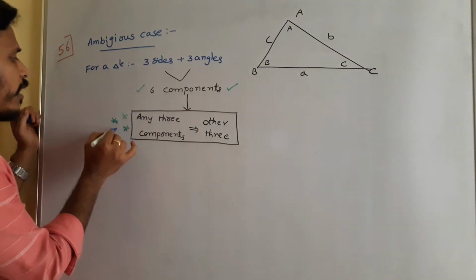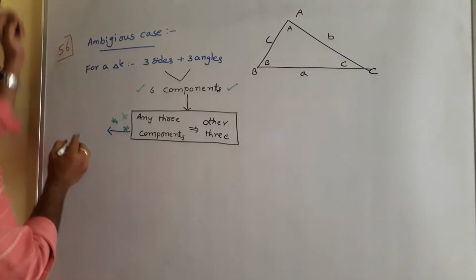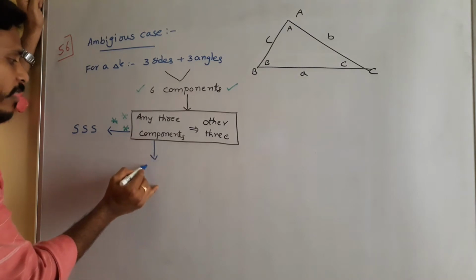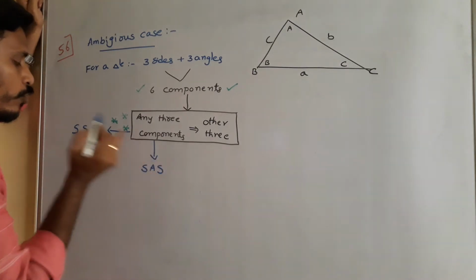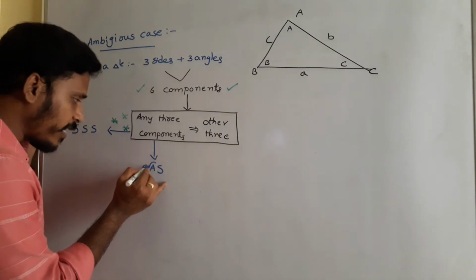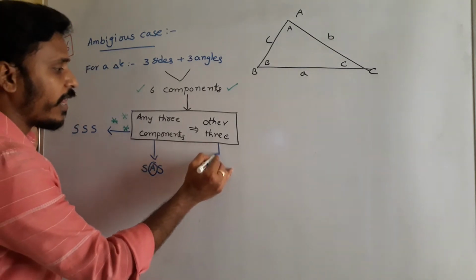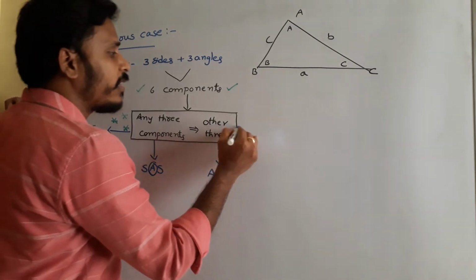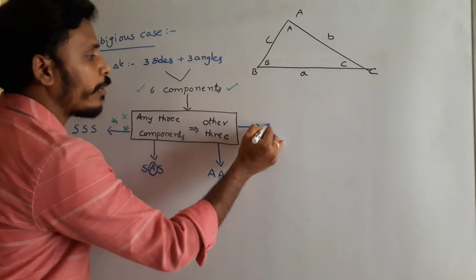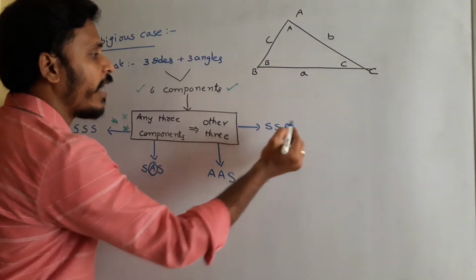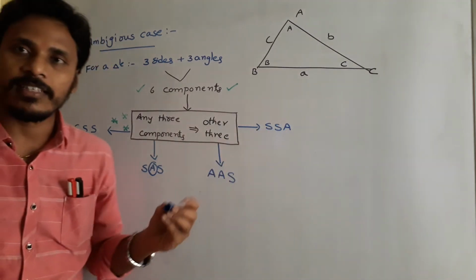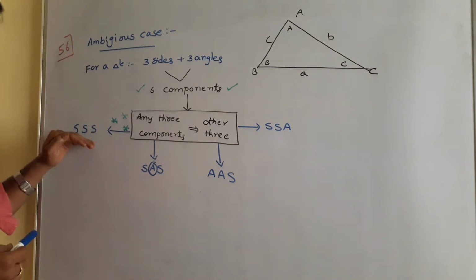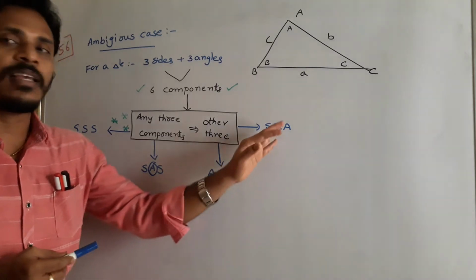The possibilities are, in one case, the known 3 components may be 3 sides, and in another case the known 3 components may be 2 sides and 1 angle, where the angle is included between the sides, and in another case the known 3 components are 2 angles and 1 side, and in the other case the known 3 components are 2 sides and any other angle. Okay, here S represents a side and A represents an angle. Just have a look. SSS, SAS, AAS, SSA.